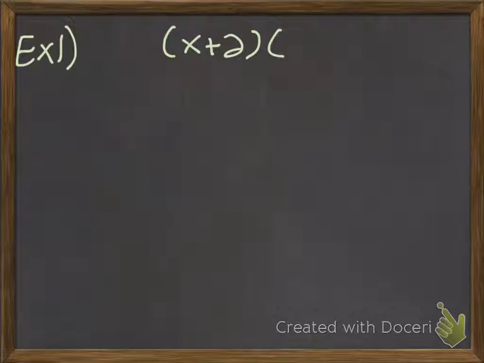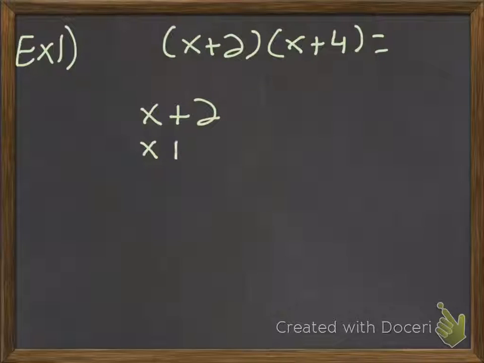Okay? So let's say we have x plus 2 times x plus 4. Now, here's how I set it up. I put the first factor at the top, second factor at the bottom, although it won't really matter. The order doesn't matter, but just put the first one on top, second one at the bottom.